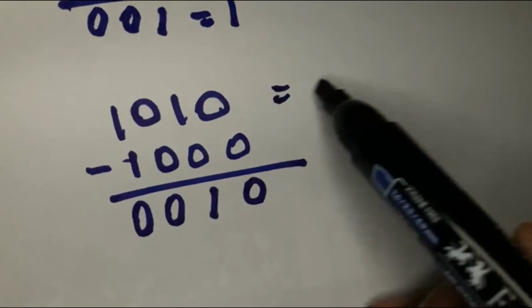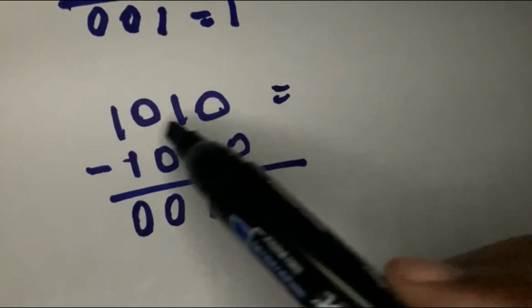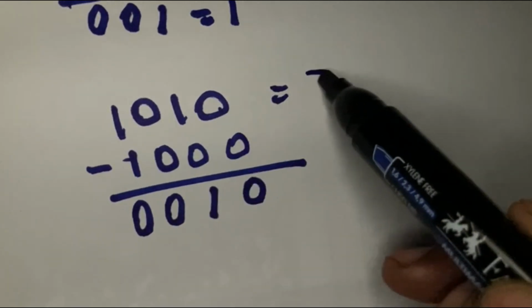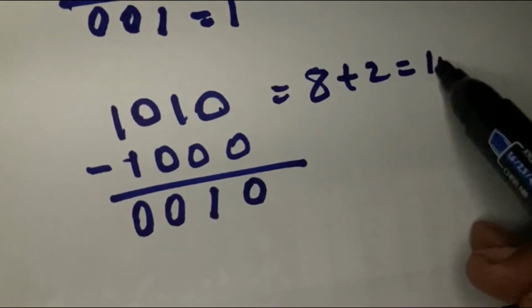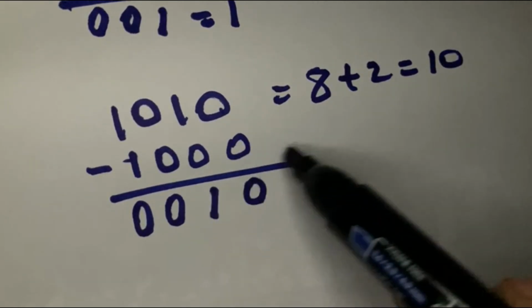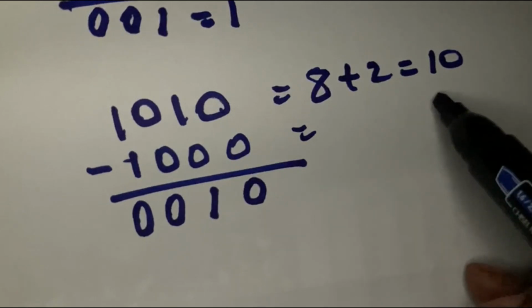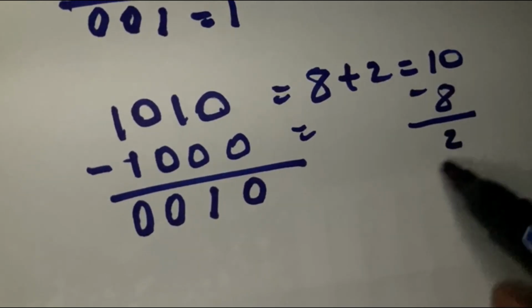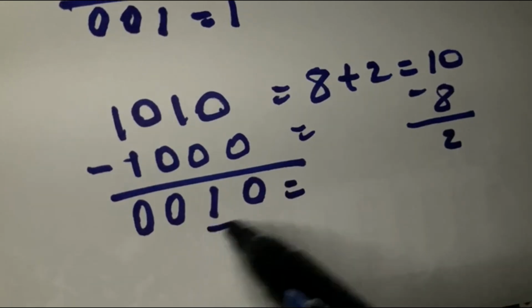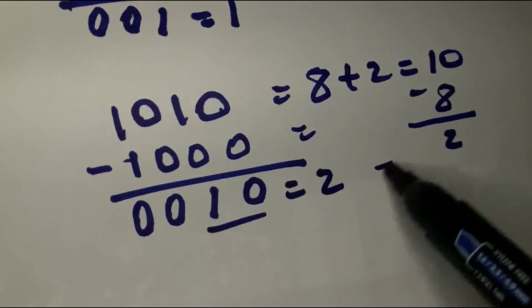Again, make sure it is right. 1010 is 8 plus 2, 10. 1000 is 8. 10 minus 8 is 2. And the binary digit 10 is also 2.